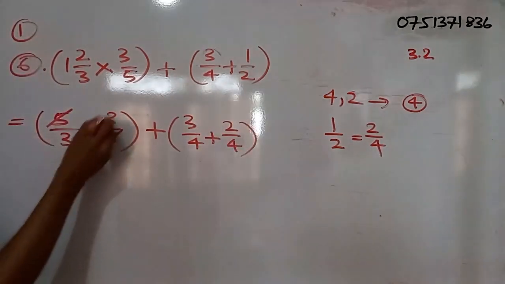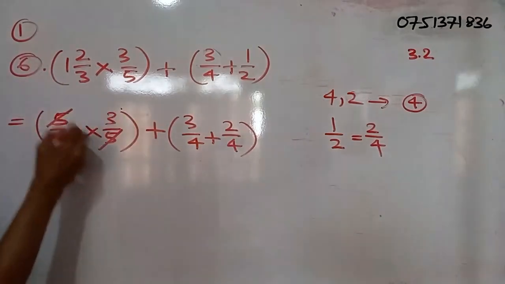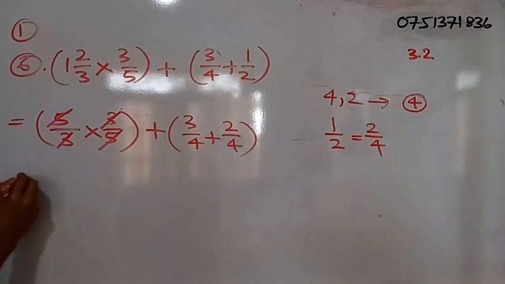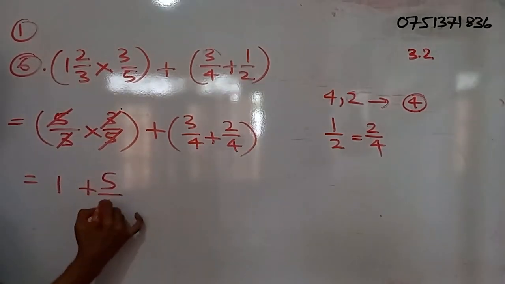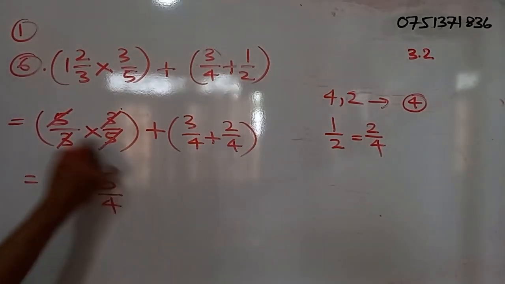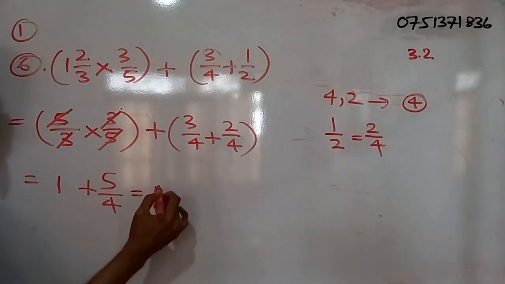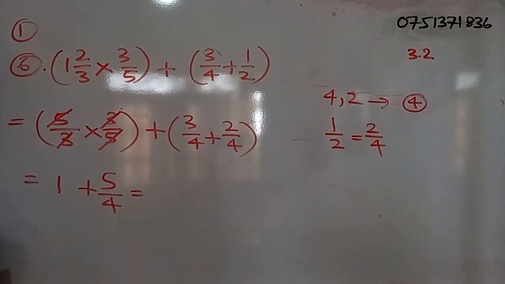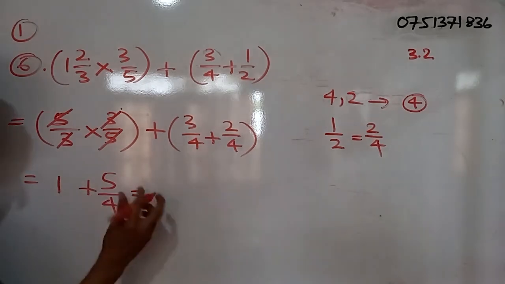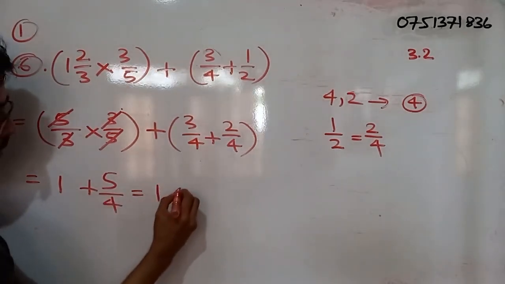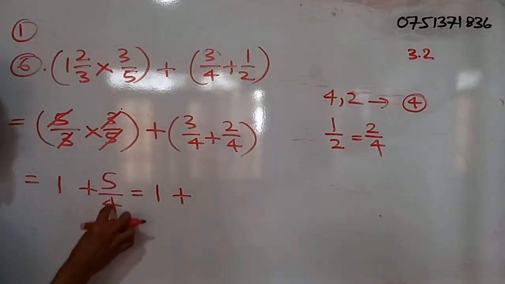So I can cancel out the 5s. When we consider this bracket, I can cancel out the 5s, then the 3s. So here I get 1 plus 5 by 4. So what is the answer here? So here we can simplify this as like this. Okay. So equals 1 plus 5 by 4.